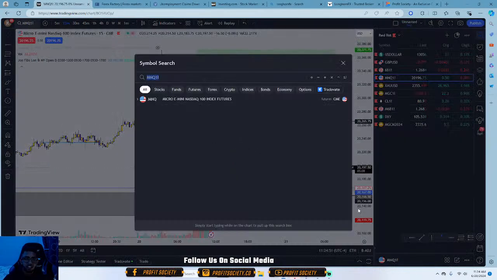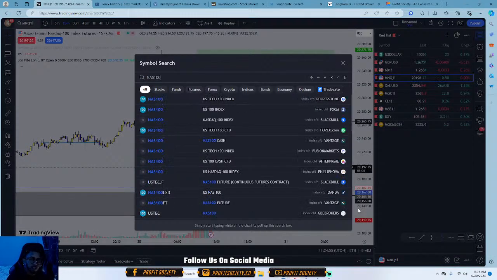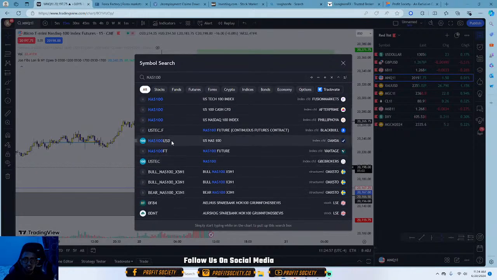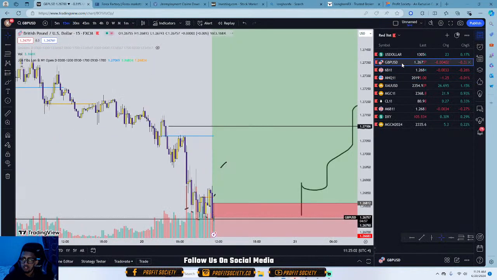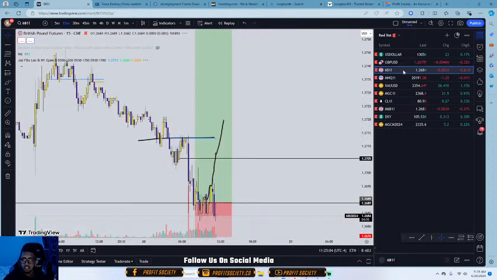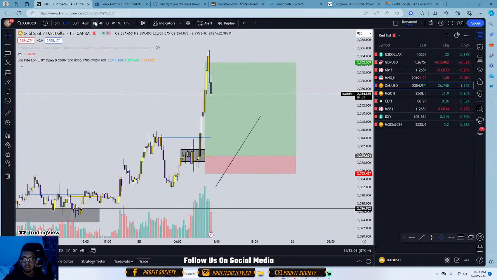If you're trading NASDAQ, it's NAS 100 USD right here. Yeah, the DXY is very strong. I'm glad we hopped out of GU. Gold.